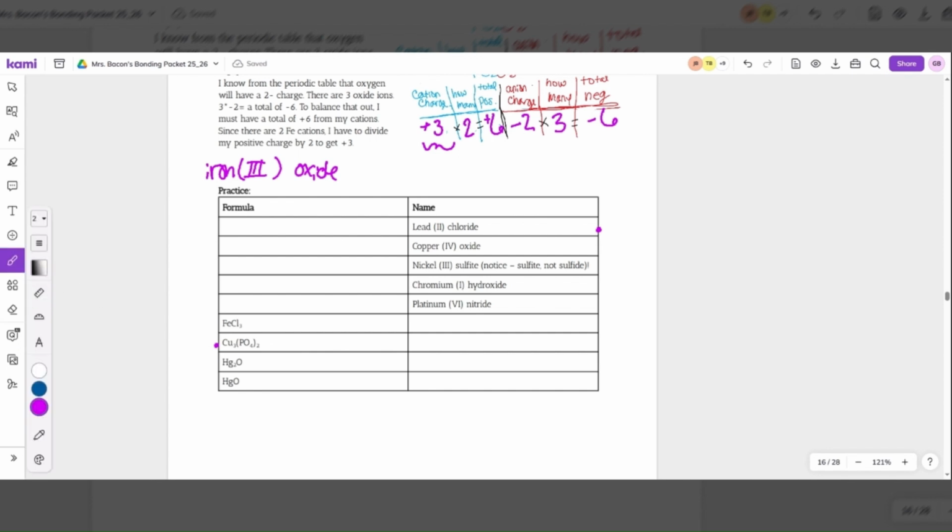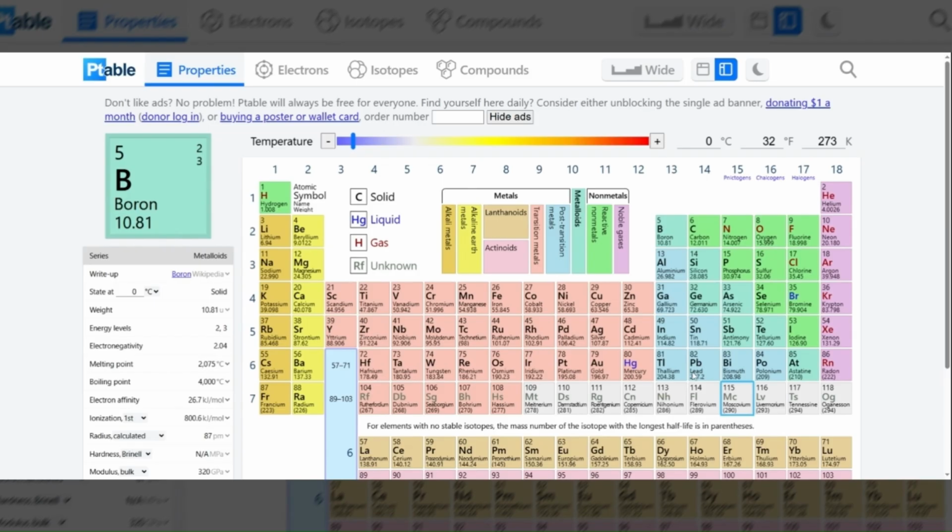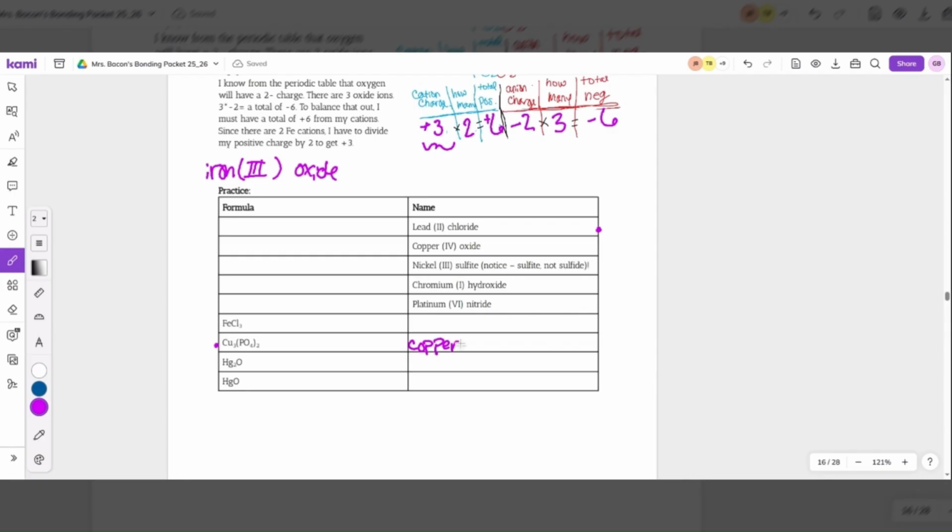All right, so first I'm going to do Cu3(PO4)2. Let me go to the periodic table and figure out what Cu is. That tells me that Cu is copper. And I know copper is a transition metal because when I find Cu on the periodic table, it's in this pink section, so it's a transition metal, which means it can have different oxidation states, different charges. So filling in its name, I need to say specifically what version of copper this is, and put that into parentheses.